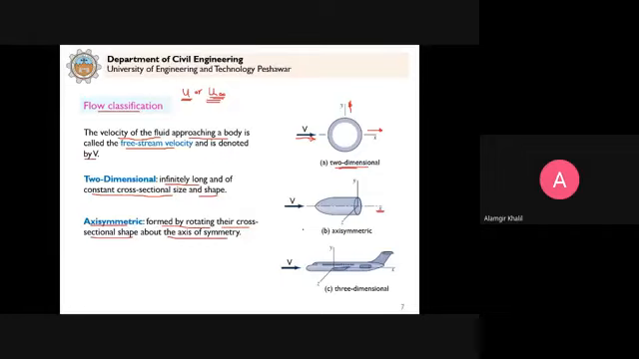And the third one is three-dimensional. So a three-dimensional body may or may not possess a line of symmetry. There is no symmetry. Clear? When this fluid passes the aeroplane, it can move in the three directions. So that's why this type of flow is classified as three-dimensional flow.